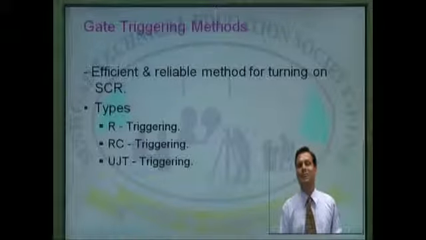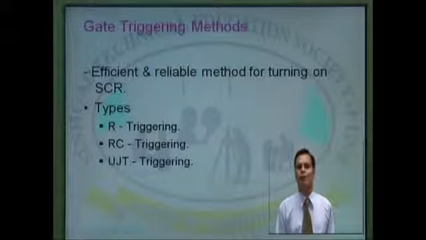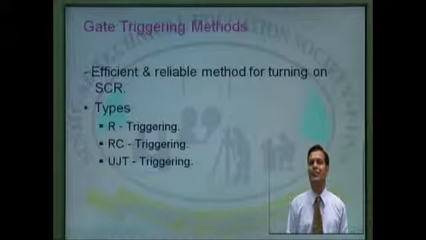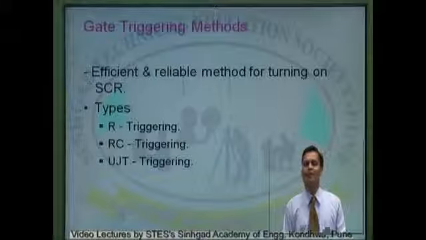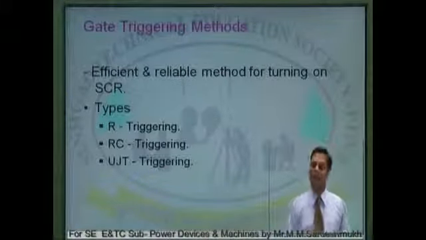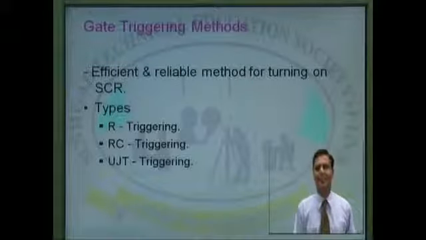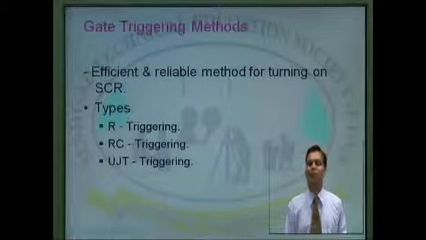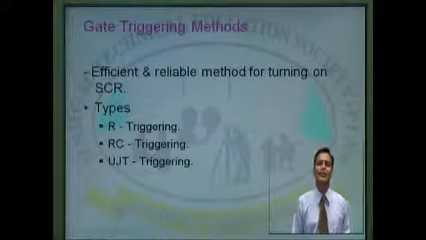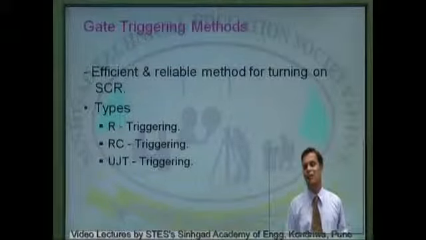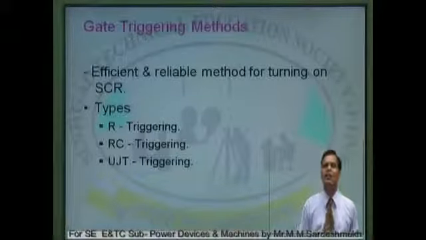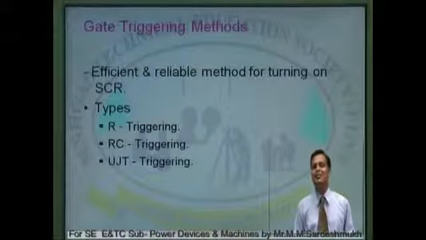So let us discuss the different types of gate triggering methods. The gate triggering methods which are effectively and efficiently used in the process of turning the SCR on from off state are R triggering, that is resistance triggering, then RC triggering, which is also called resistance capacitance triggering, and UJT triggering, that is unijunction transistor triggering. Means by using either R or RC circuitry or by a UJT relaxation oscillator, we can turn on the SCR. So let us discuss them one by one.